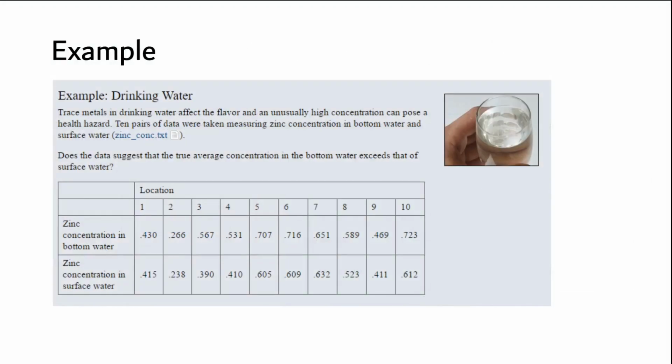Another example is the drinking water problem. In this case, we measure the zinc concentration in the bottom water and in the surface water. The bottom water and the surface water are obtained from the same region but at different positions, either at the surface or at the bottom. Here we have 10 different regions. At each region, we took samples of the bottom water and the surface water. We measure the zinc concentration, and this is our data.